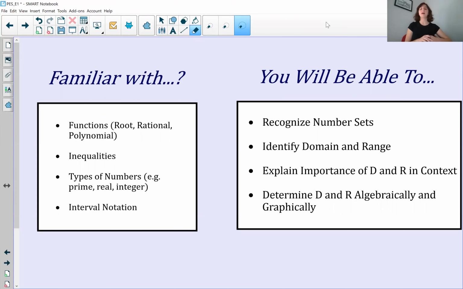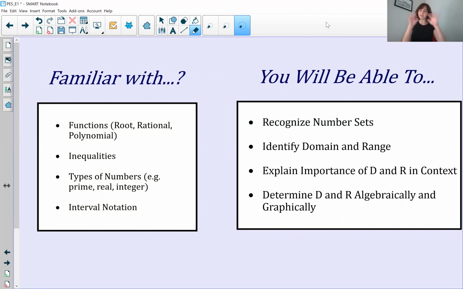I'm hoping that with these 2 parts I'm doing, you will be familiar with functions, specifically root, rational, polynomial, inequalities, types of numbers, prime, real, integer, stuff like that. And interval notation. So that's when we use brackets and parentheses and infinities to sort of express domain and range. I'm hoping you will be able to recognize number sets, identify domain and range, explain the importance of domain and range in context, and determine domain and range algebraically and graphically.